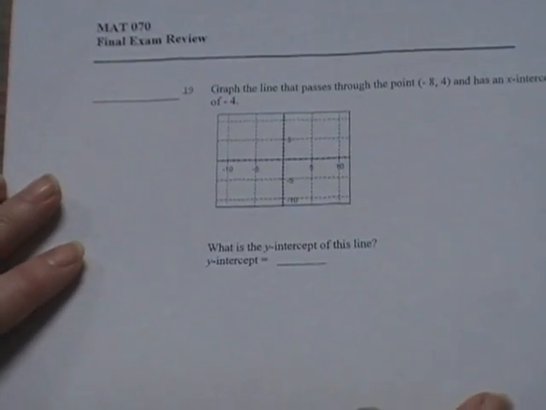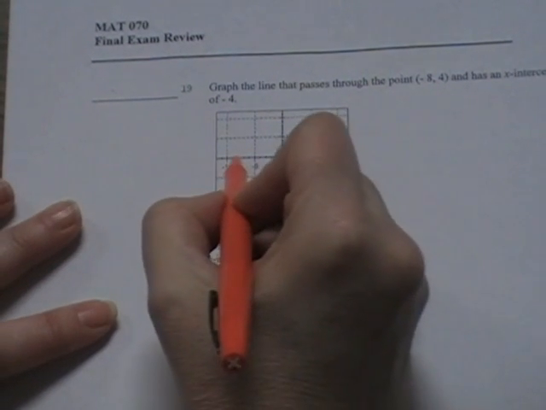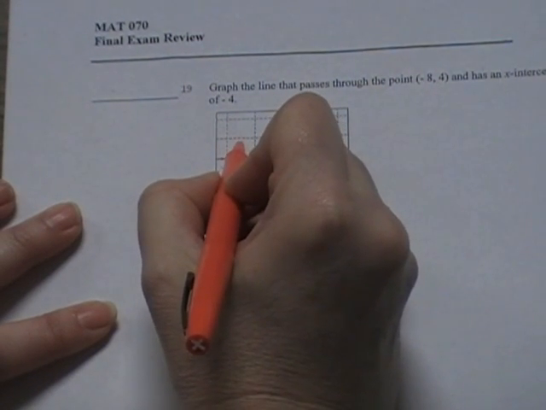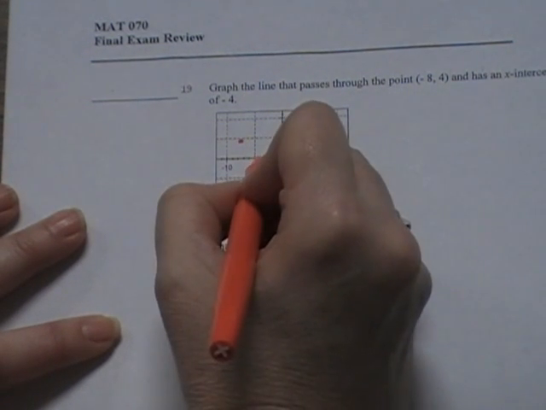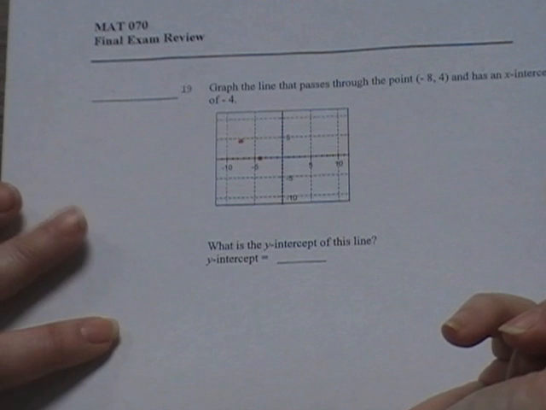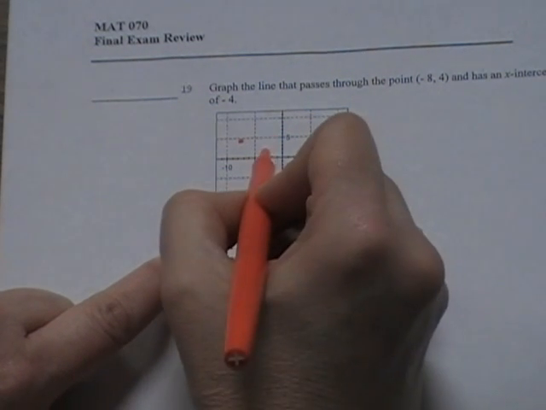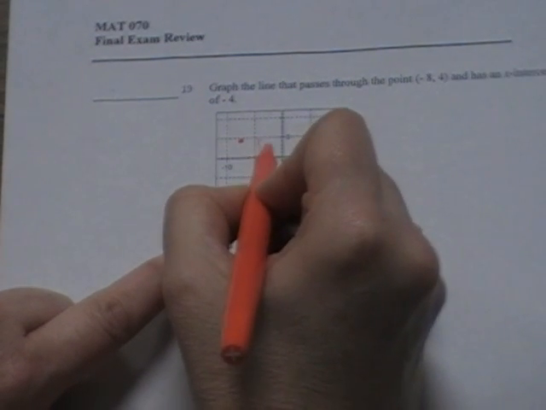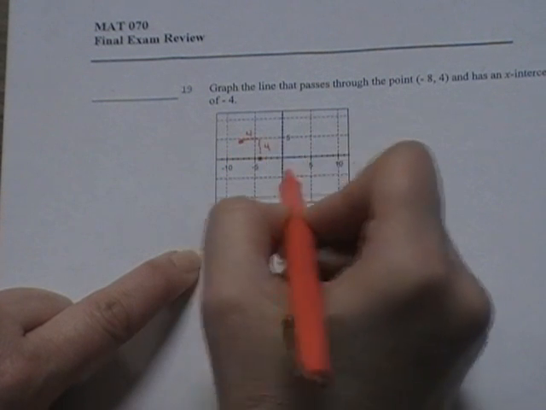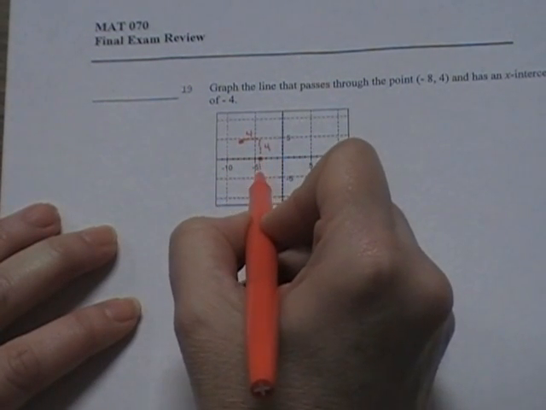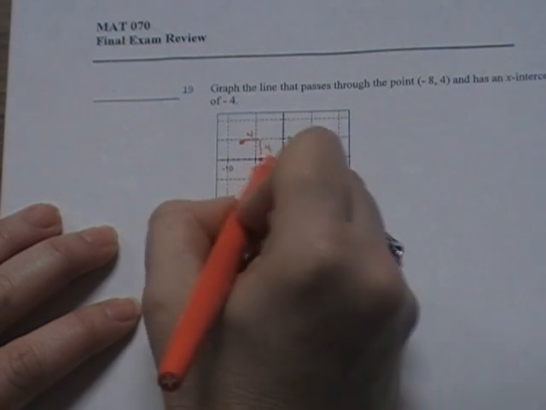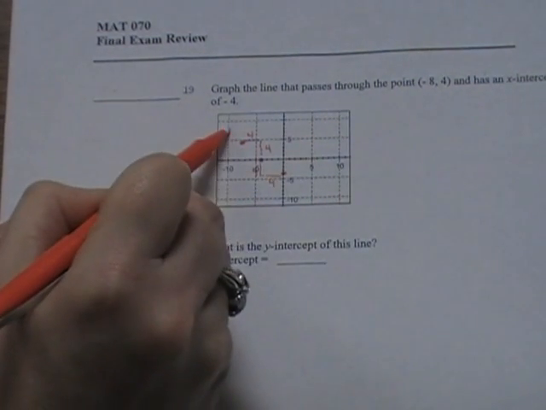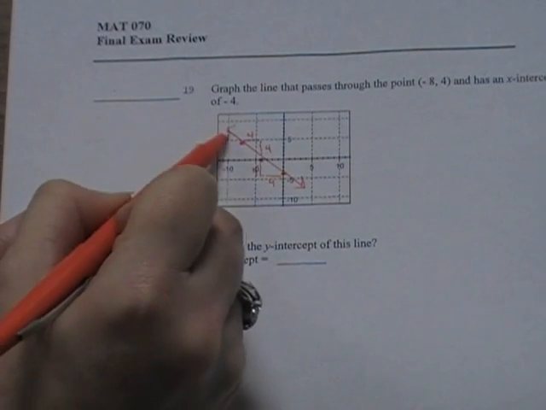19 asks us to graph a line that passes through the point negative 8, 4, and has an x-intercept of negative 4. And what is the y-intercept of this line? Well, if you notice, you are going up 4 and right 4, so that's your rise over your run, so go down 4 and right 4, and you will have a y-intercept of negative 4.